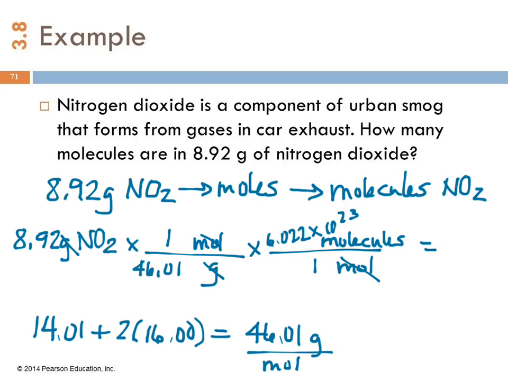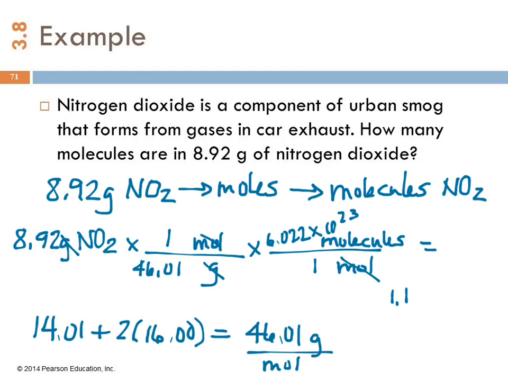In putting this into your calculator, I think the best approach is left to right, top to bottom. You start with 8.92 times the top, divide by the bottom, times the top, divide by the bottom, and that way you don't leave anybody out. We're expecting this to be a really big number, and sure enough it is. How many sig figs should our answer have? 3, because the starting number had 3. The molar mass had 4, Avogadro's number had 4, and all we're doing here is multiplying and dividing.